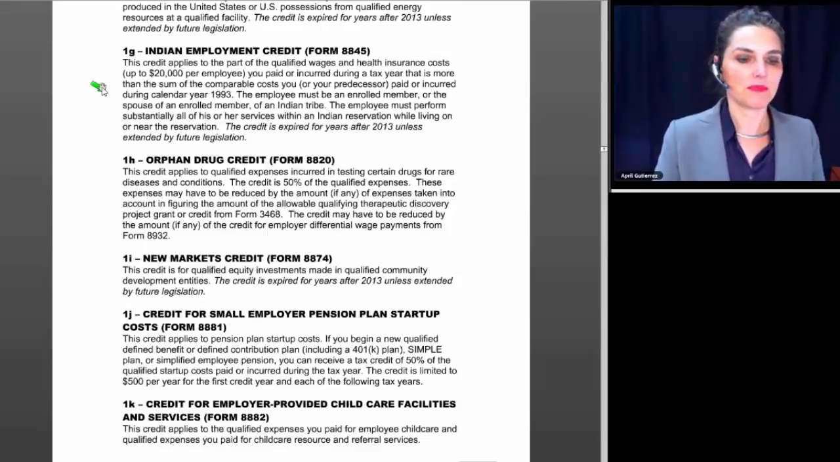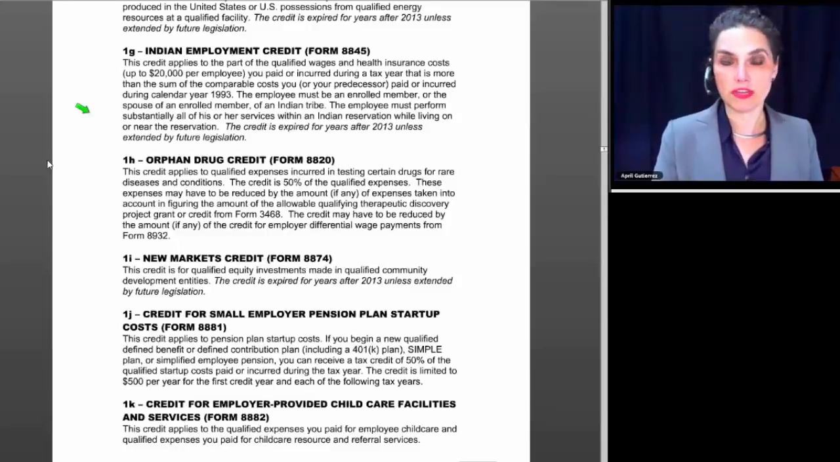The employee must be an enrolled member or the spouse of an enrolled member of an Indian tribe, and the employee must perform substantially all of his or her services within the Indian reservations while living on or near the reservation.